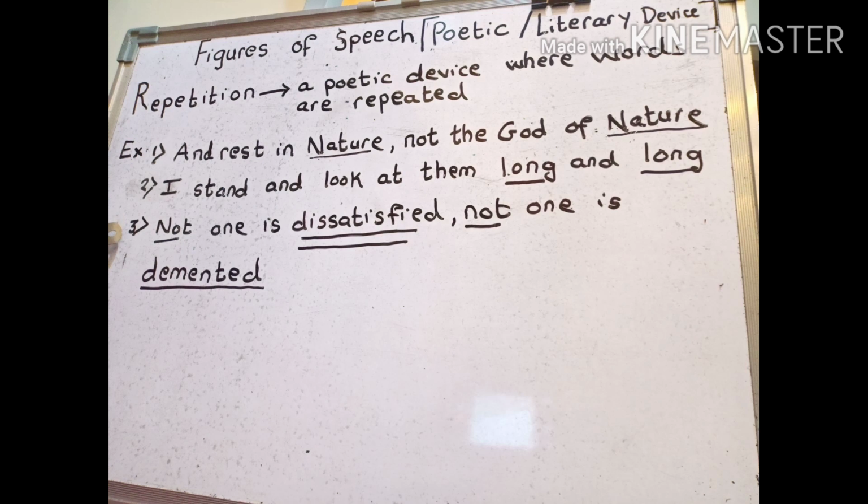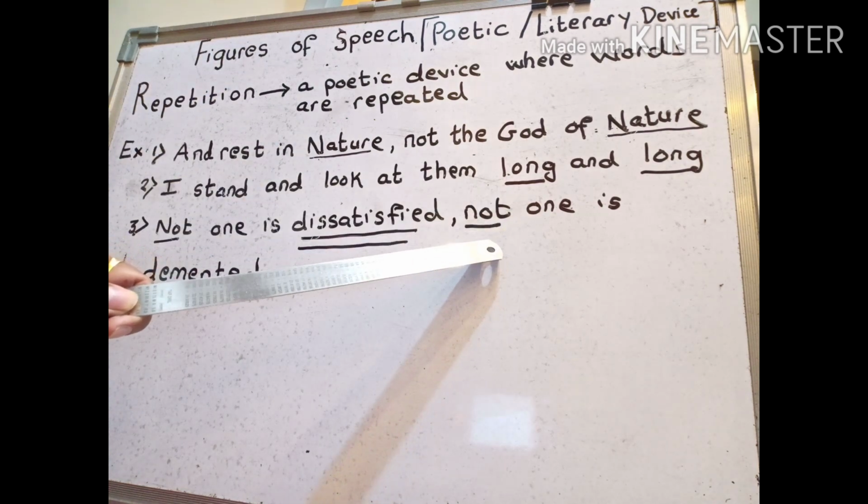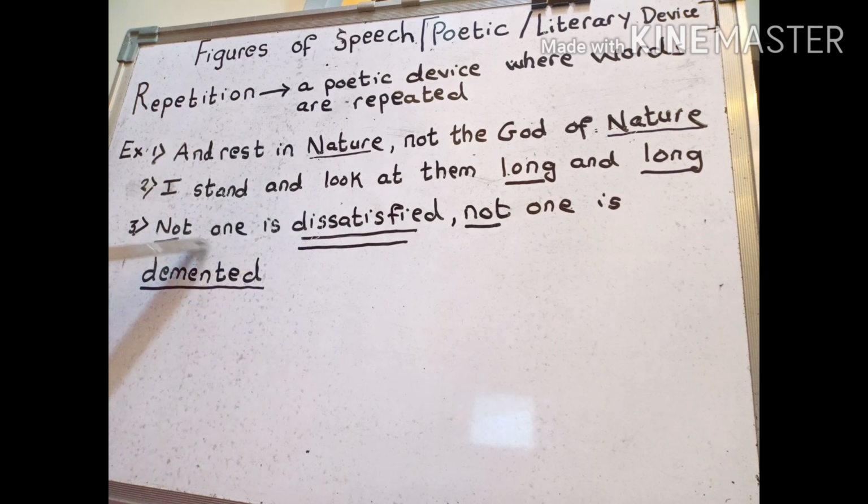We have a look at this one from the same poem. Not one is dissatisfied, not one is demented. If you look at this, this is also an example of alliteration because the sound of D is repeated over here. But besides that, this is a very good example of repetition. In fact, 2 pairs of words are repeated. Not, again here you have not, right? So this is a very good example. Not one is dissatisfied, not one is demented. So the word not is repeated over here, and therefore the figure of speech is repetition, right? So students, wherever the words are repeated, the figure of speech or the poetic device used is said to be repetition. So students, I hope you understood the big difference between alliteration and repetition.